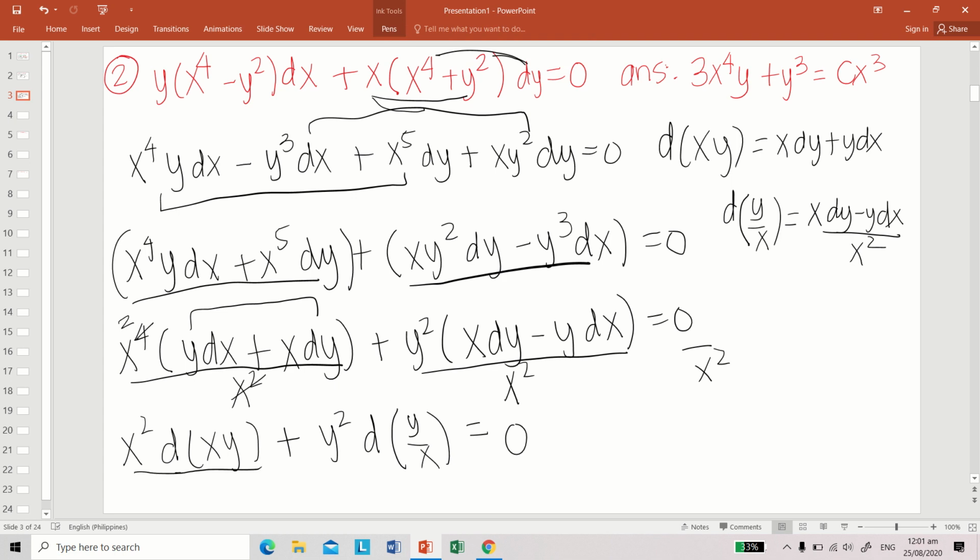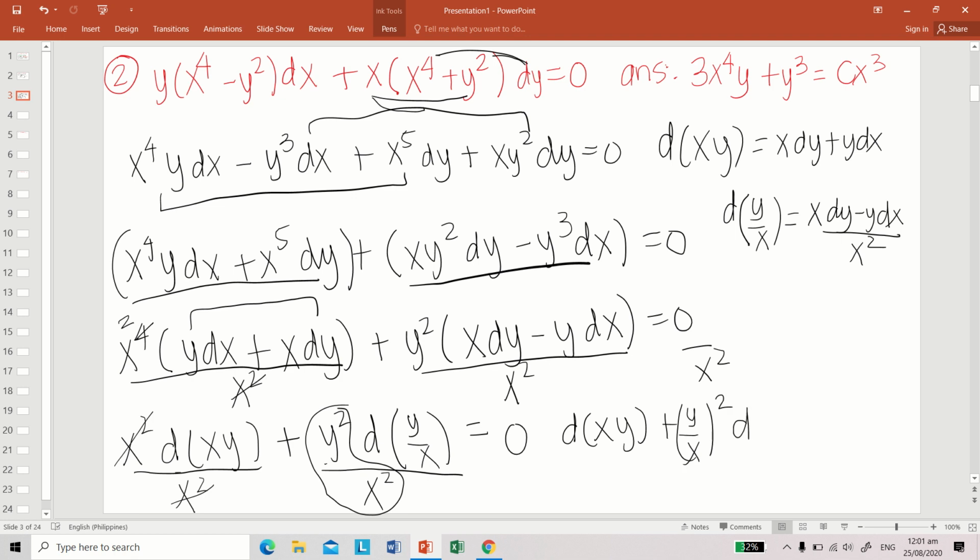So by doing that, we will have x squared, then x squared. So x squared will cancel on this side. So we will have differential of xy plus, so y squared all over x squared. So that's also equivalent to y over x quantity squared, and then differential of y over x is equals to 0. So we don't have a space anymore.